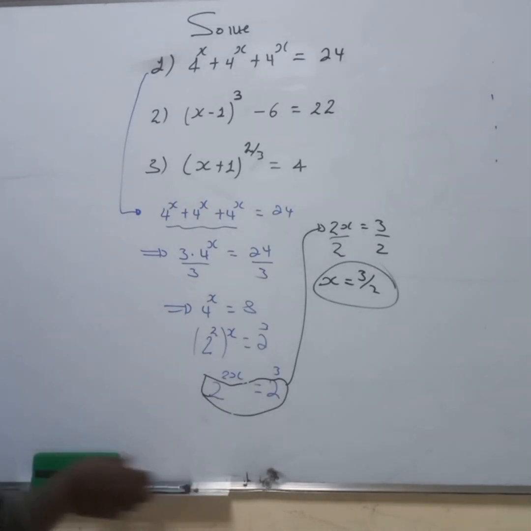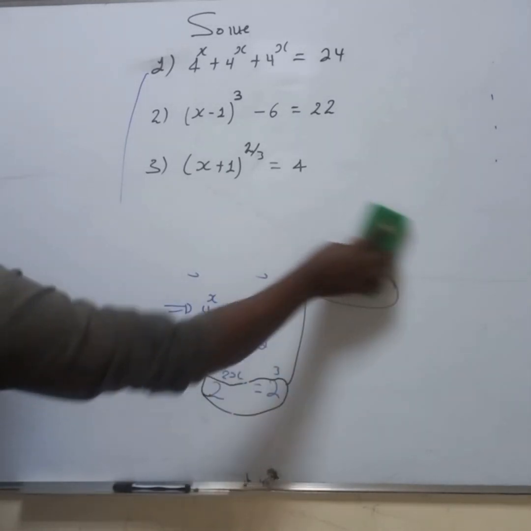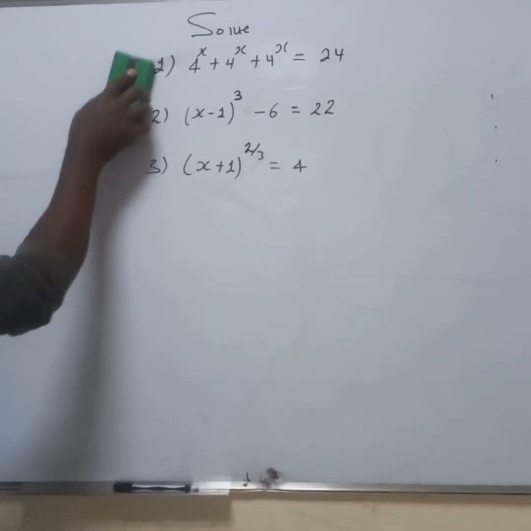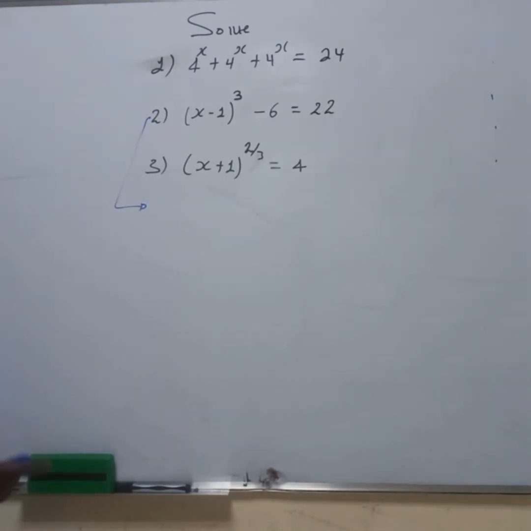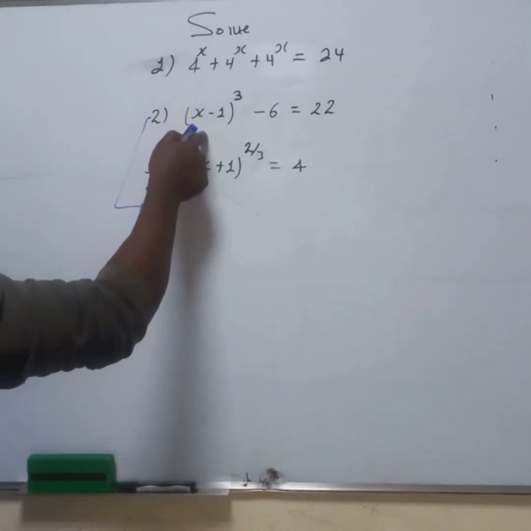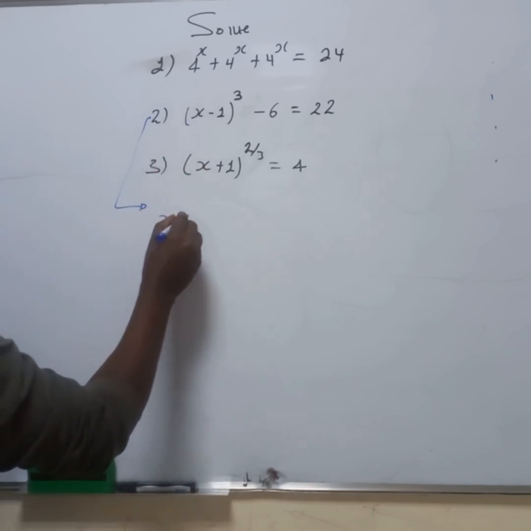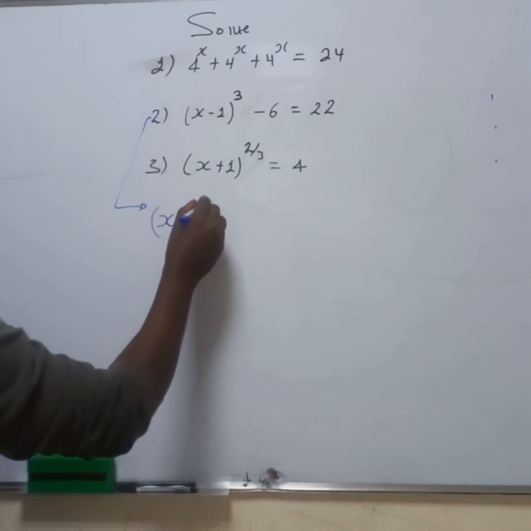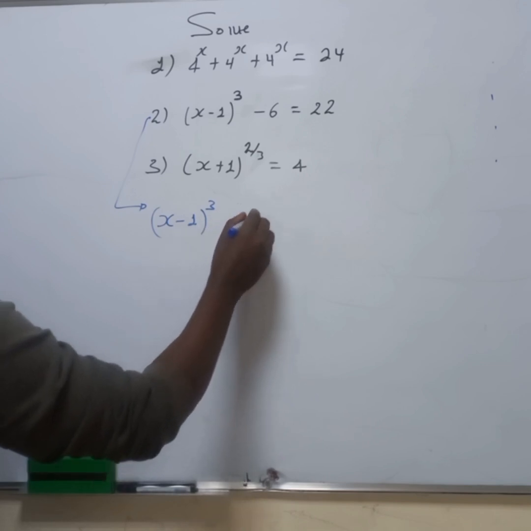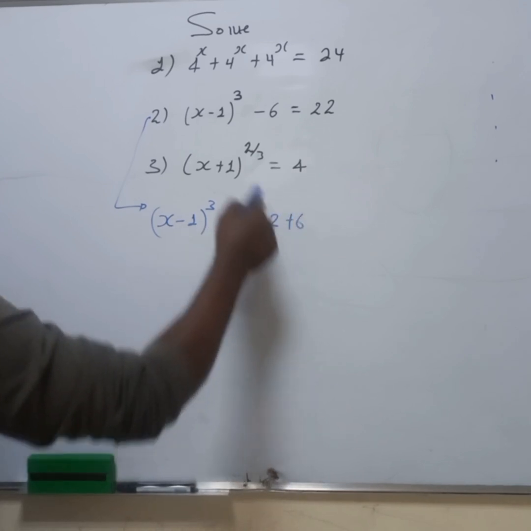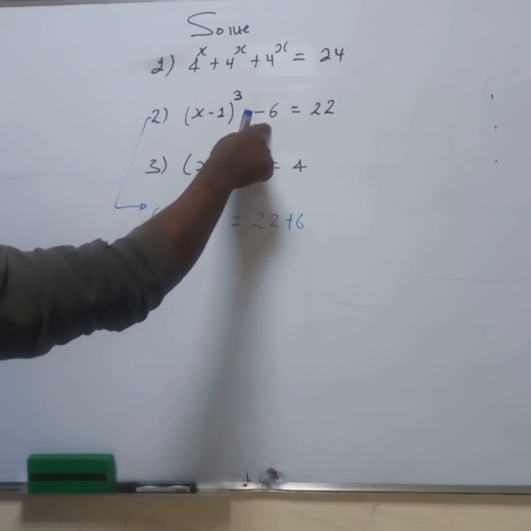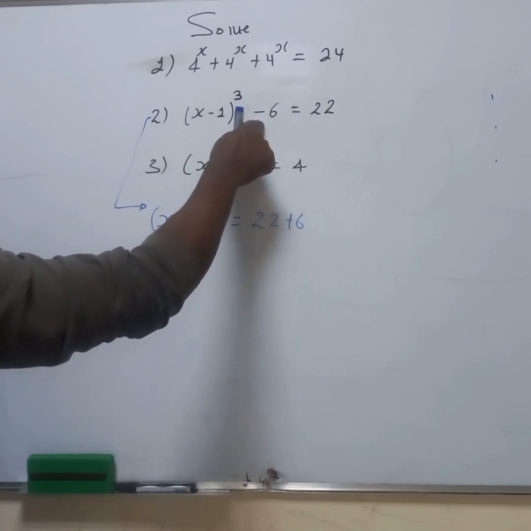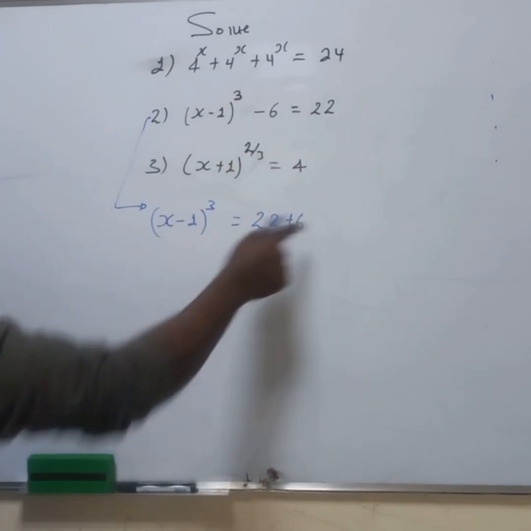Let me come to how we do the second problem. Now let's see how we are going to solve the second problem, this one. Again, in order to find the solution for x, we have here (x minus 1) to the power of 3 minus 6, which is equal to 22. Because on the left side we have negative 6, when we move this to the right, since it is minus, it has to be plus.